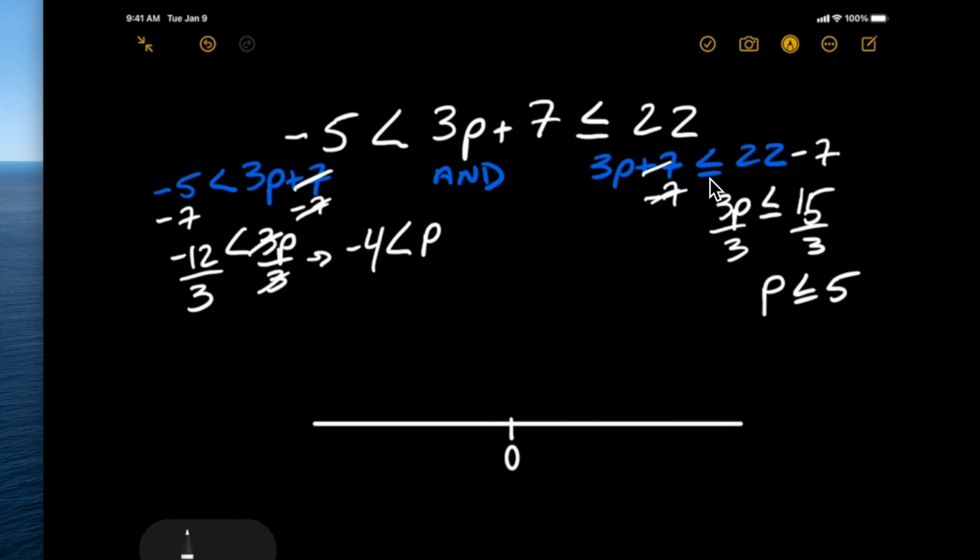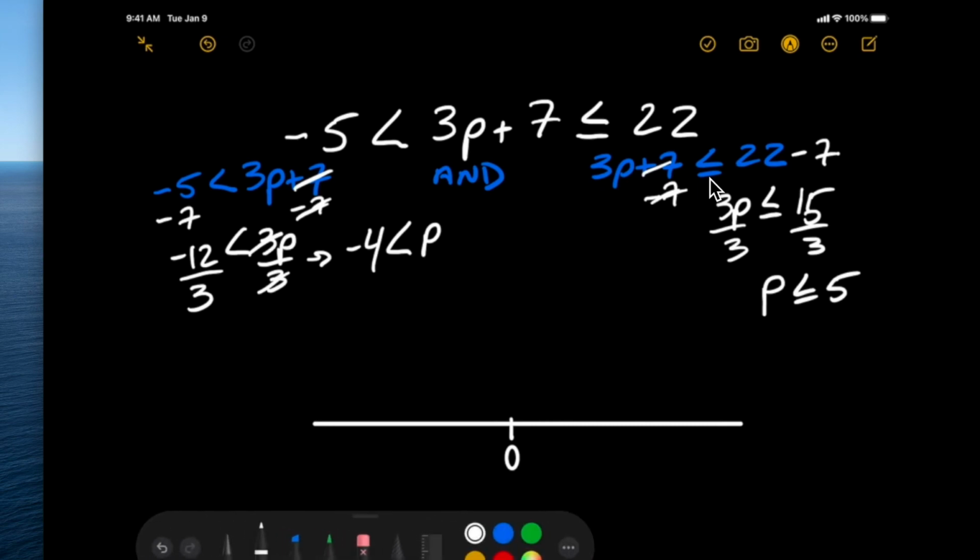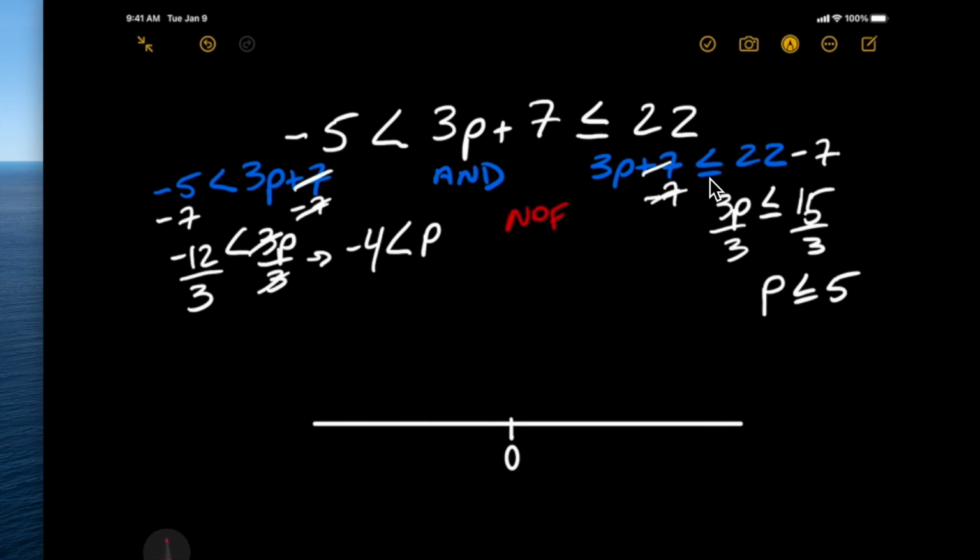Okay, now notice what we have here. We have had no flip of the sign, and we have a variable greater than a number and the same variable less than a number. So we have both greater than and less than. So I expect this to be a typical and problem. There's no surprises here. I'm expecting a dumbbell.